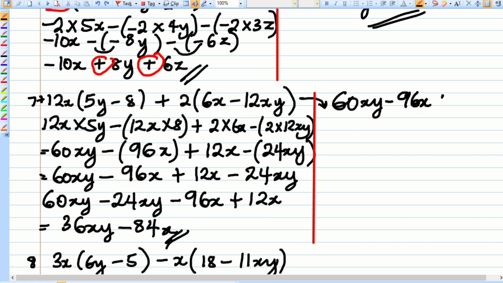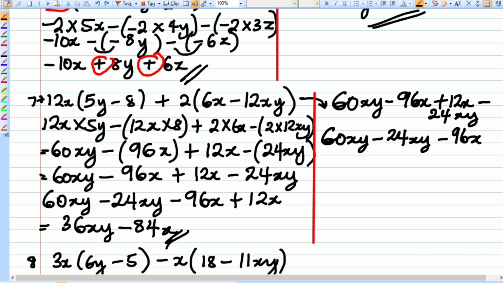All right. Positive 2 times 6x, we have 12x. Plus minus there again is minus. 2 times 12 is 24. So we have 24xy. So we collect like terms. We have 60xy minus 24xy minus 96x plus what? 12x. So we've done this already. 60 minus 24 is 36xy. And then negative 96x plus 12x is negative 84x. And then we arrive at the answer quickly.